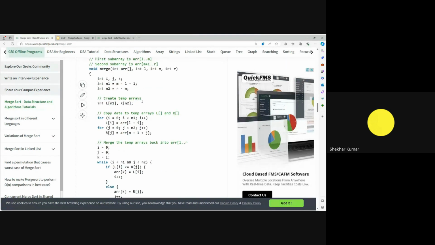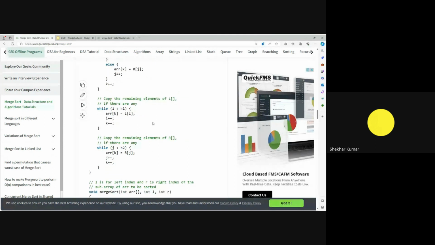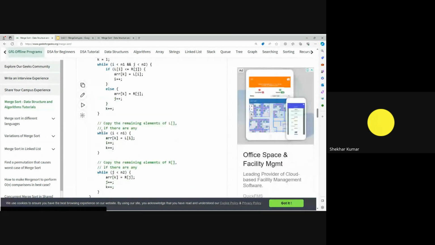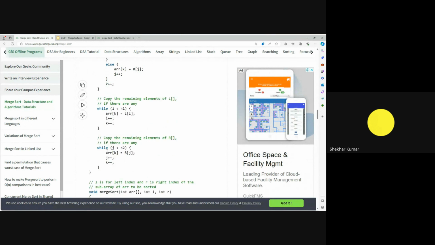In the merge procedure of the first half, you can also see that otherwise the element will remain in the same position. I am doing it until j becomes less than n by 2.